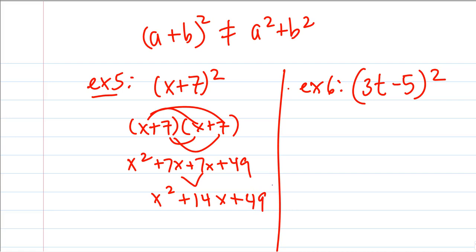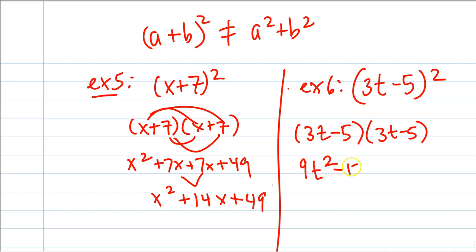3t minus 5 squared. I know that's going to become 9t squared minus 30t plus 25. But I'm not using a magic trick for that. Literally, all I'm doing is this in my head. 3t times 3t, 3t times 5, I'll get a minus 15t, then I'll get another minus 15t, and then I'll get a plus 25. And then the middle terms combine to make minus 30. The rest of it comes down.